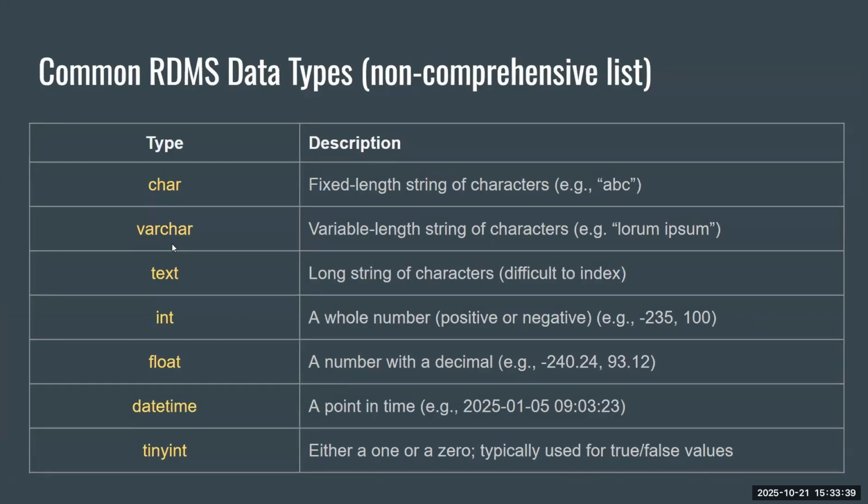This is not a comprehensive list at all. Actually, there are many, many different types, but these are the most common ones. And the difference between char and varchar is you have to specify a fixed length of characters for char. And that is how much space each record occupies on the disk storage space for every single record.